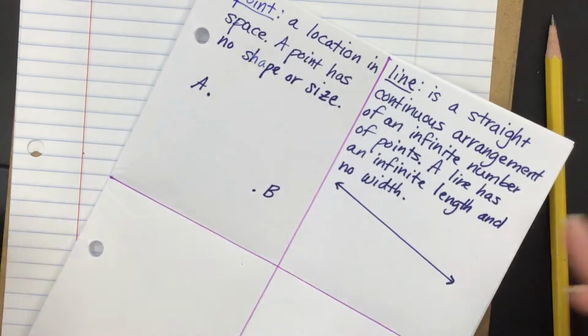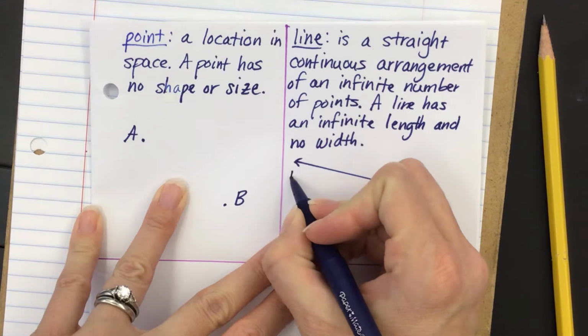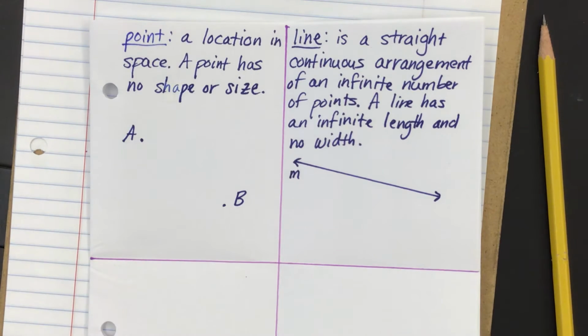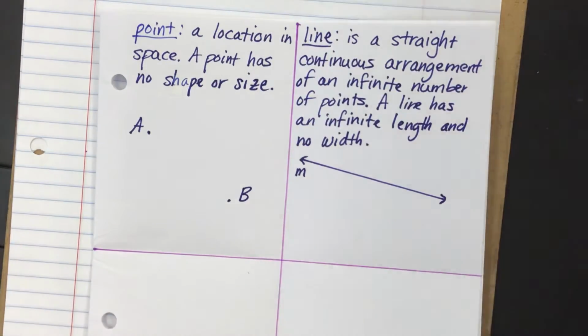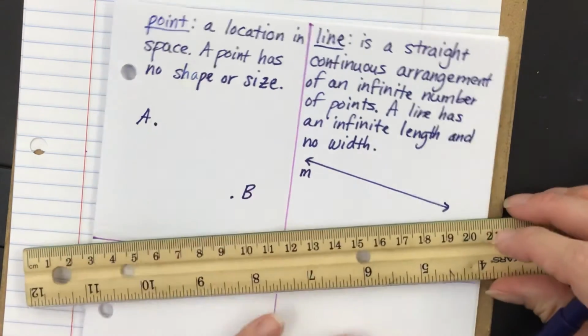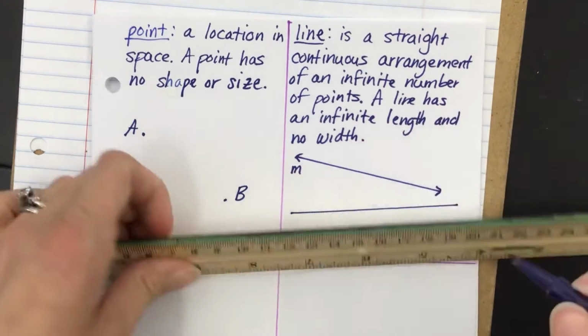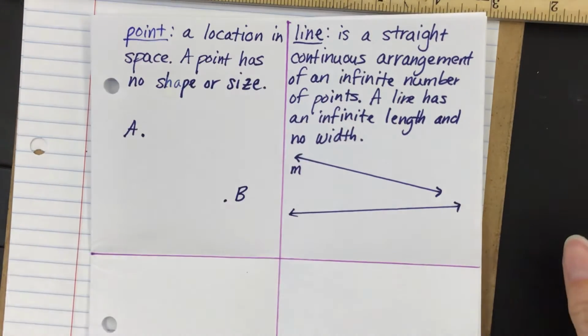Now, a line can have a one-letter name. We typically use a lowercase italicized letter. So in this case, this would be line m. That would be the name of that line. So sometimes it's described with a letter. Sometimes we put a couple points on that line to give it a name. So here's another line. We know it's a line because there are arrows on both ends.